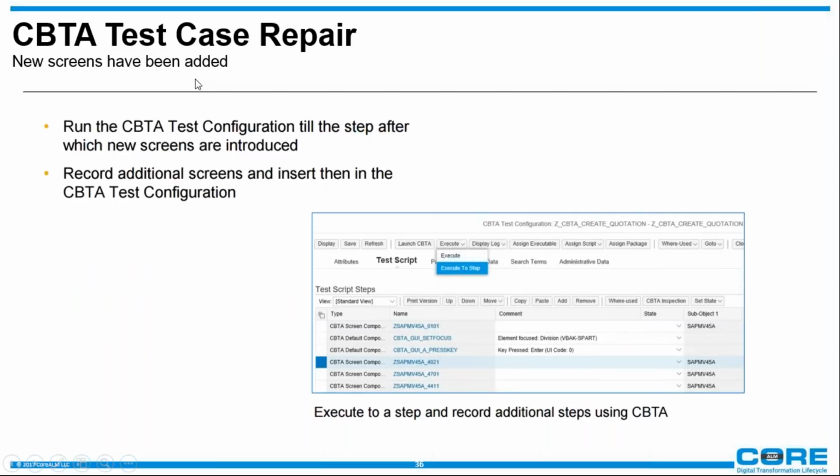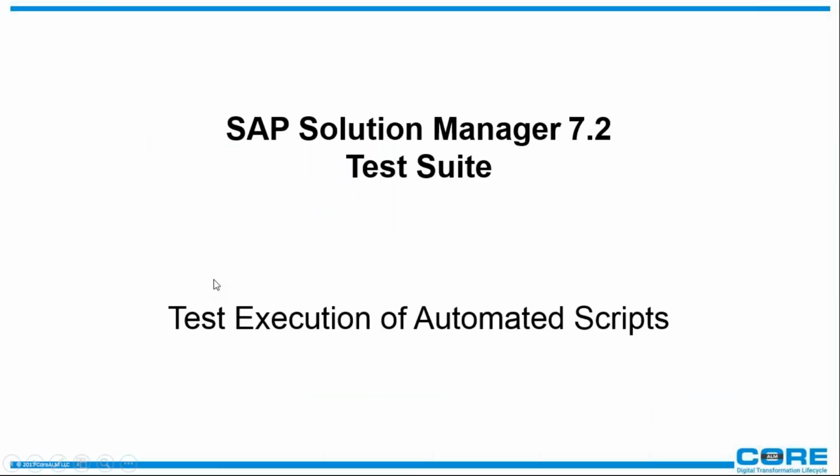So after the test case has been repaired, you can run it and then record additional steps. There's a new part in 7.2 that you can go up to a certain point, so you can execute up to a certain point in a script. You highlight that component that you want it to run up to, run it up to that point, and then you can record additional steps after that using CBTA. And I'll show you that in the demo also.